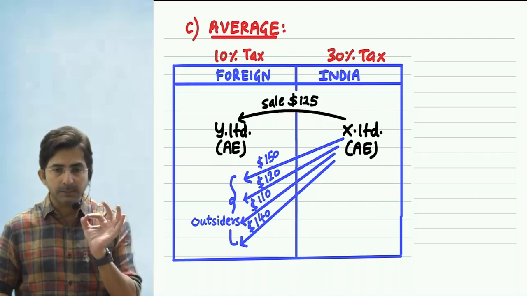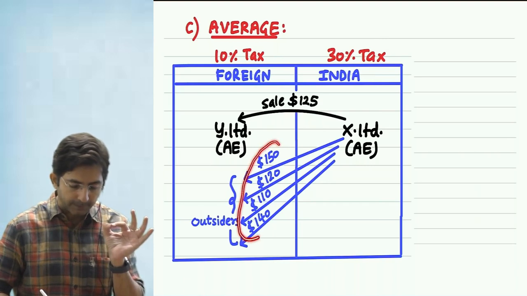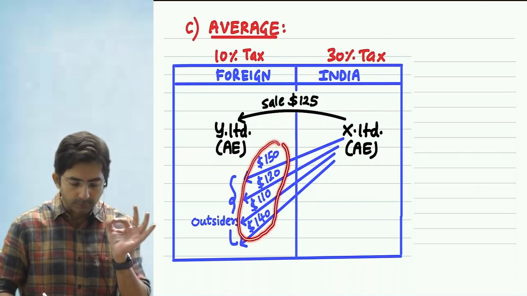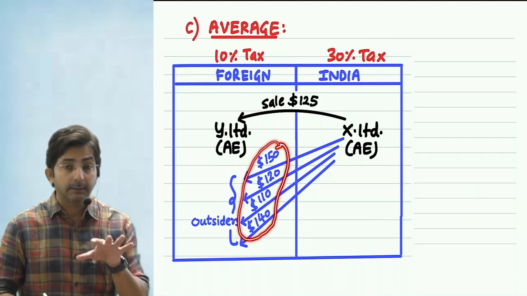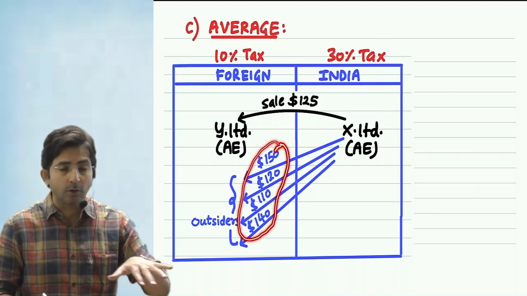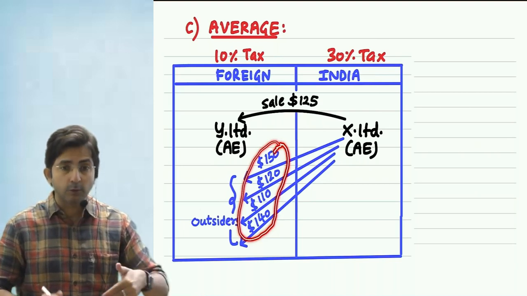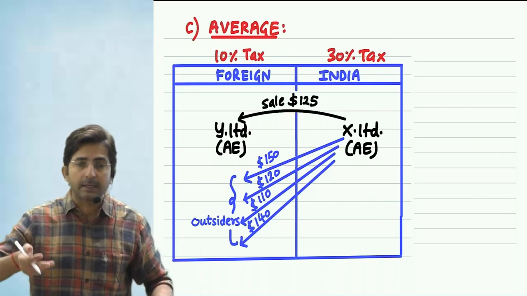You know what mistake a student makes? He will simply take the average of these prices. And you know what is wrong in this? These are not the final ALPs. These are the prices charged in unrelated transactions, uncontrolled transactions. So first you have to make adjustments for discount, warranty, etc.